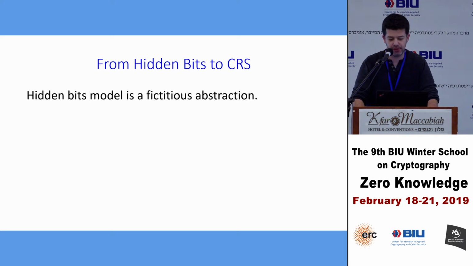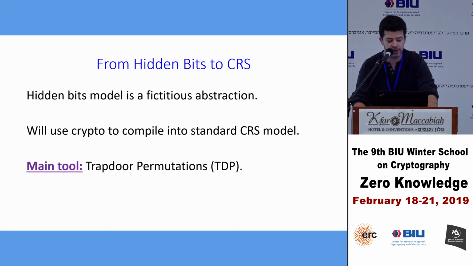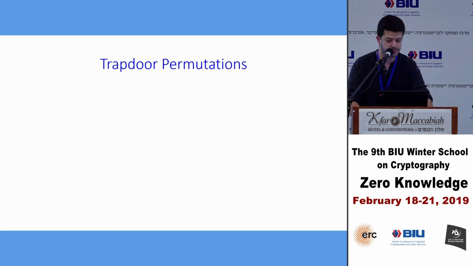Right, so we have our hidden bits model. It's kind of this somewhat fictitious abstraction. It's not that we actually have these clouds and lasers in real life. And we want to use cryptography to kind of simulate the lasers, essentially, and get a construction in the standard CRS model. And the tool that we're going to use, as I said before, is this notion of a trapdoor permutation, which I want to define for you.